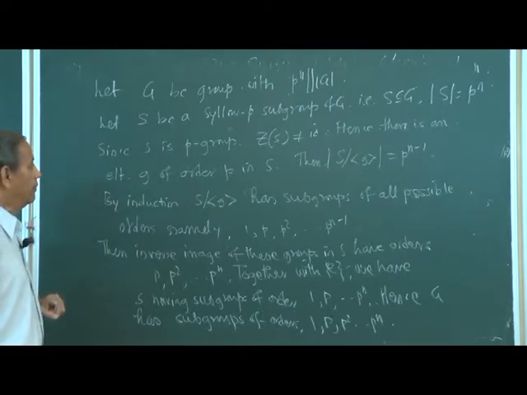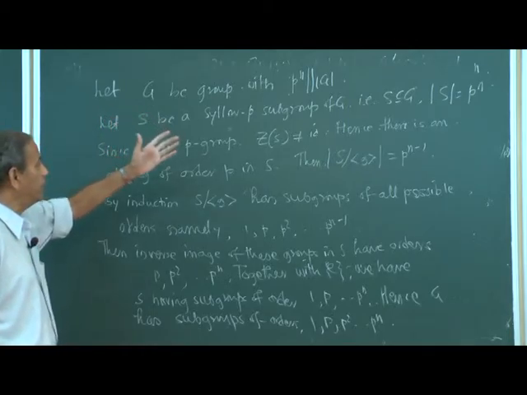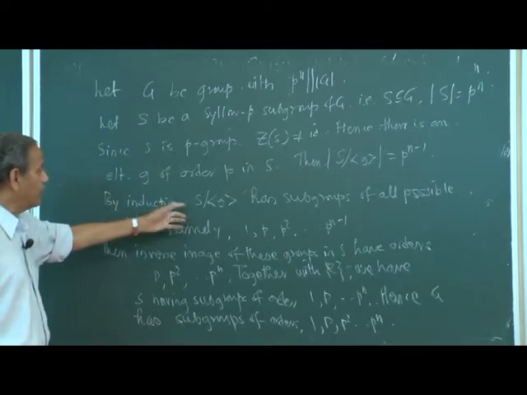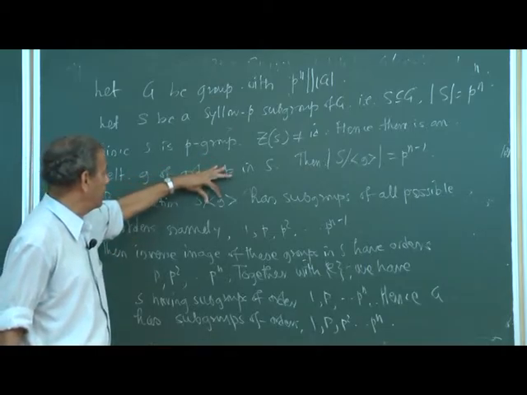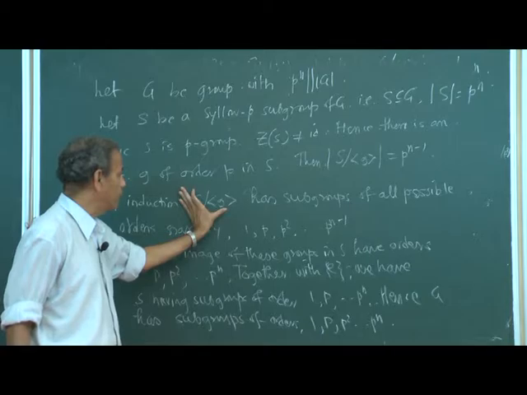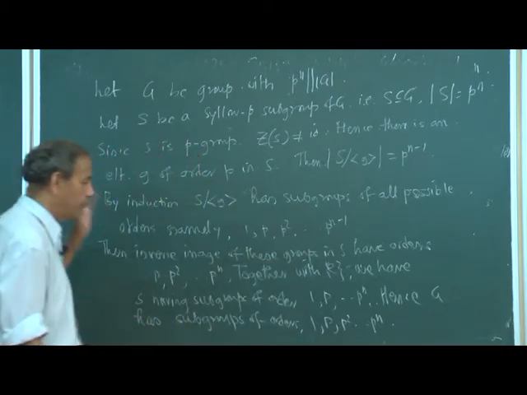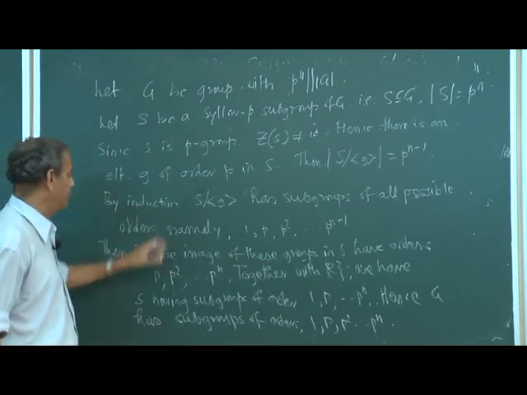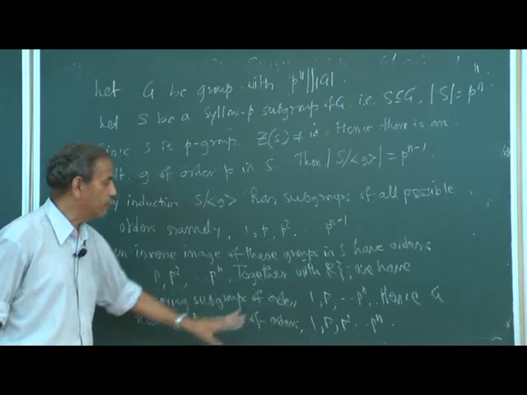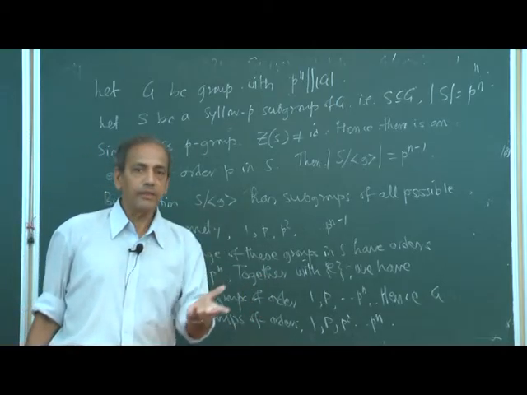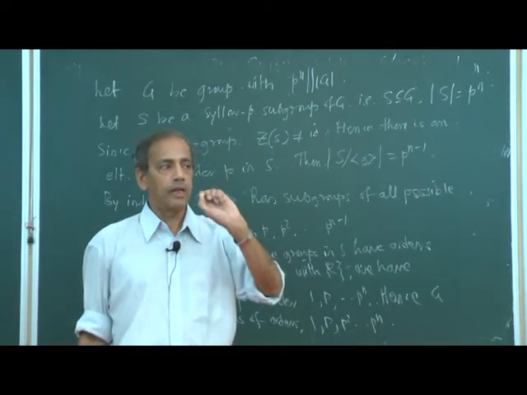So, let me repeat what we did. The first part of the Sylow theorem gave us that there is a subgroup of order P raised to n, but we had studied the P groups and S is a P group of order P raised to n. So, it has a non-trivial center, and Cauchy's theorem gives the element of order P in that ZS. So, going modulo ZS, we get this subgroup of order P raised to n minus 1. By induction, there are subgroups of order P, P square up to P raised to n minus 1. Pulling these back to S, you get orders P, P square, up to P raised to n. Together with the identity, this will give all the possible orders.